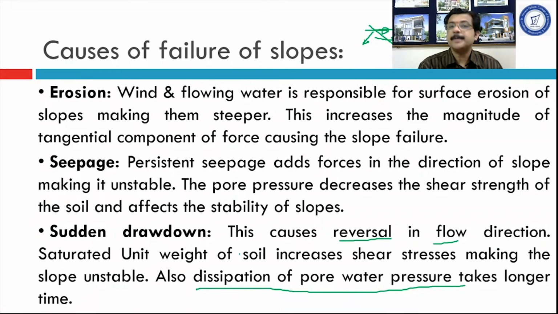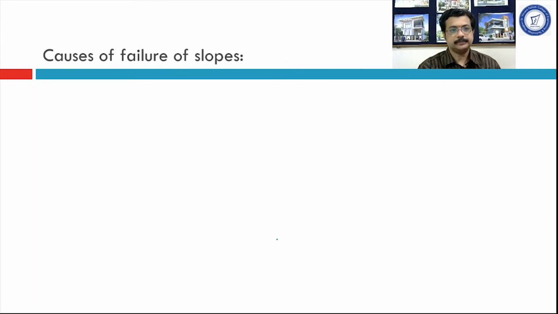Hence, this dissipation of pore water pressure will take much more time. So, it will disturb the cohesion as well as friction. In this way, this sudden drawdown is responsible for the failure of the slope.